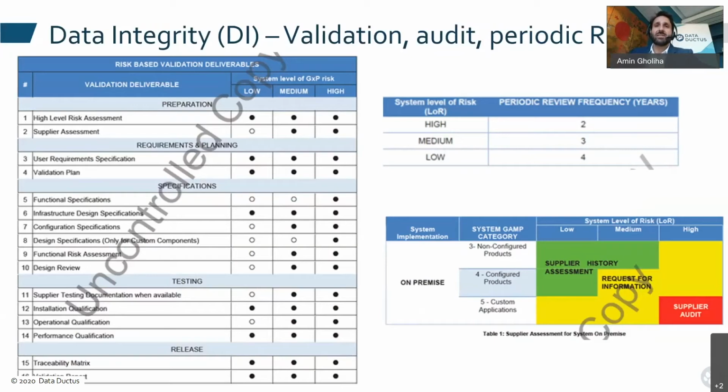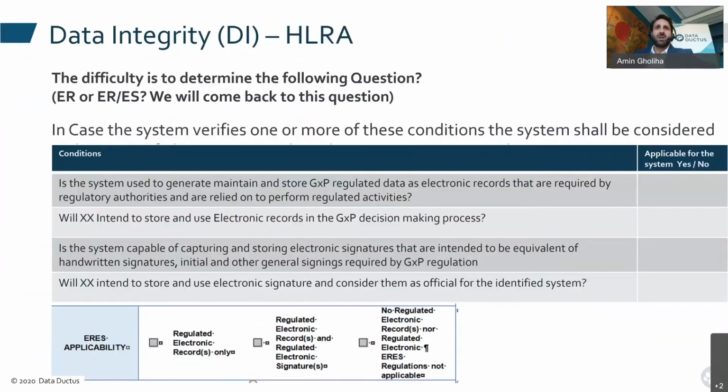All of this needs to be streamlined within your quality system. And the difficulty is to determine the following question. Does this system generate only electronic records or electronic records and electronic signatures? And this is very important. There are usually some questions that you have to answer during these sessions when you're going to define and estimate the systems. And these questions are as follows.